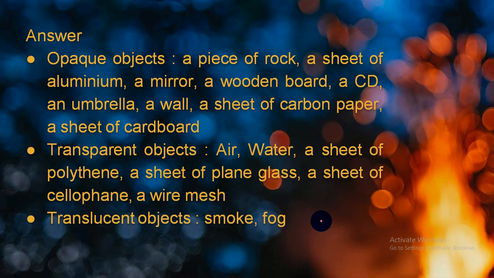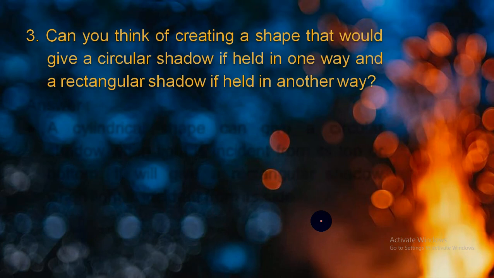Over here, the answers are present. Now the third question is, can you think of creating a shape that would give a circular shadow if held in one way and a rectangular shadow if held in another way? It means you have to name a shape whose shadow can be circular as well as rectangular, just by changing its position. So what should be the answer?